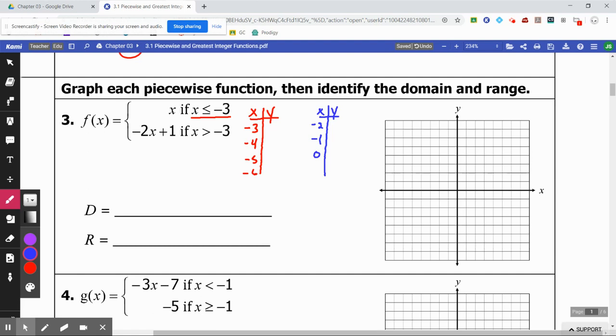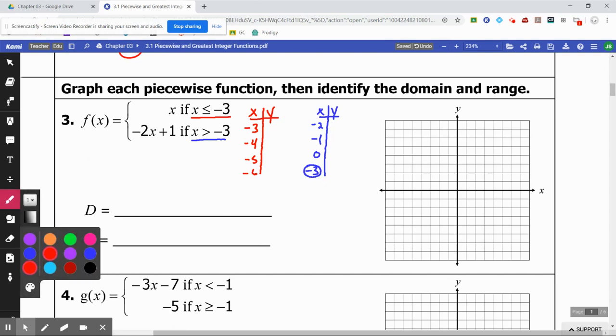Now, do this for me, though. I also want you to plug in negative 3, and I want you to understand that that's going to be an open circle there. That's not going to be part of your graph, but that's where your graph starts, and you'll hopefully understand a little bit more as we go through this.